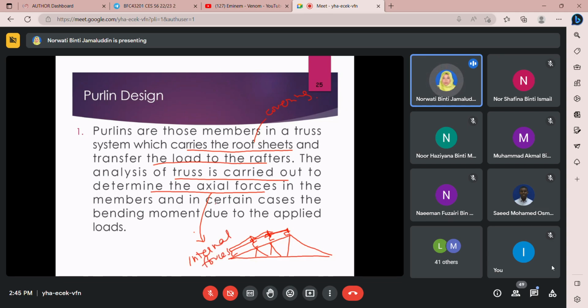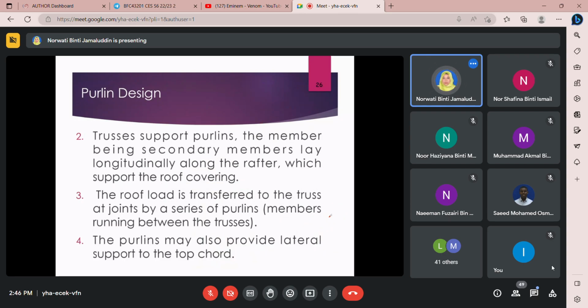in the member. In certain cases, there is bending due to the applied load. If you have a purlin located in between nodes, it means you apply a point load to the member in between nodes. So this member is subjected to bending plus axial force and also shear. Trusses support purlin. Agree?